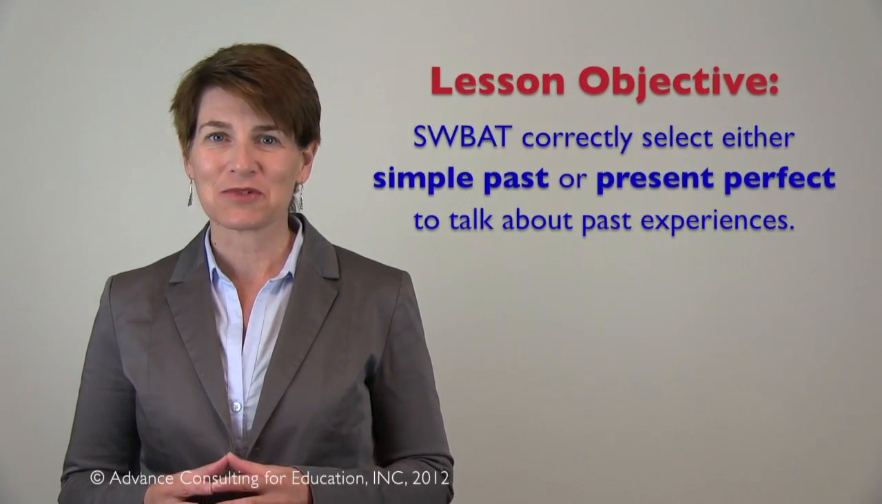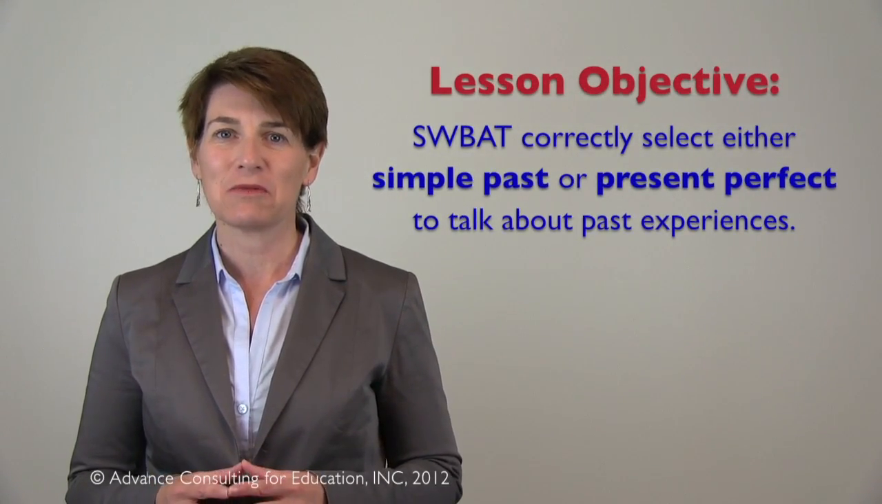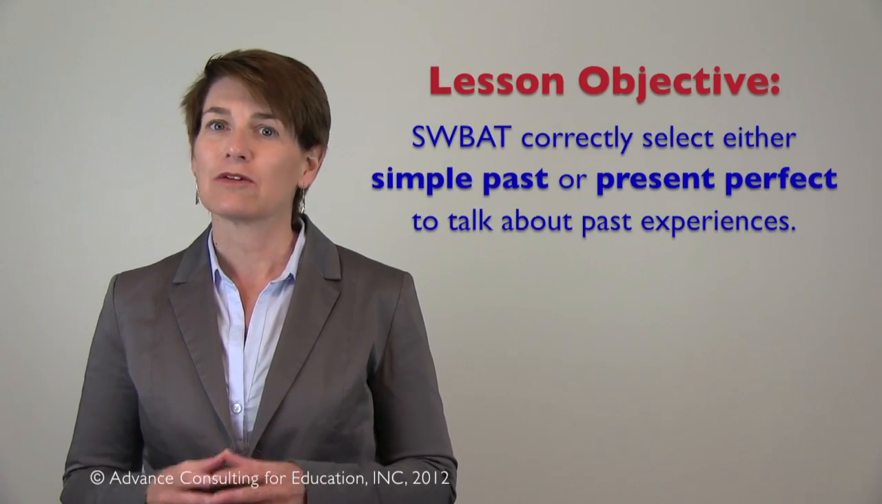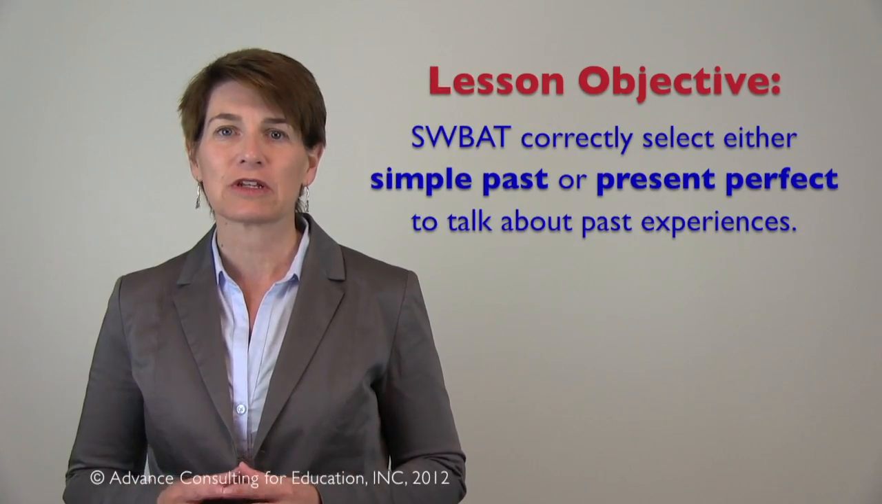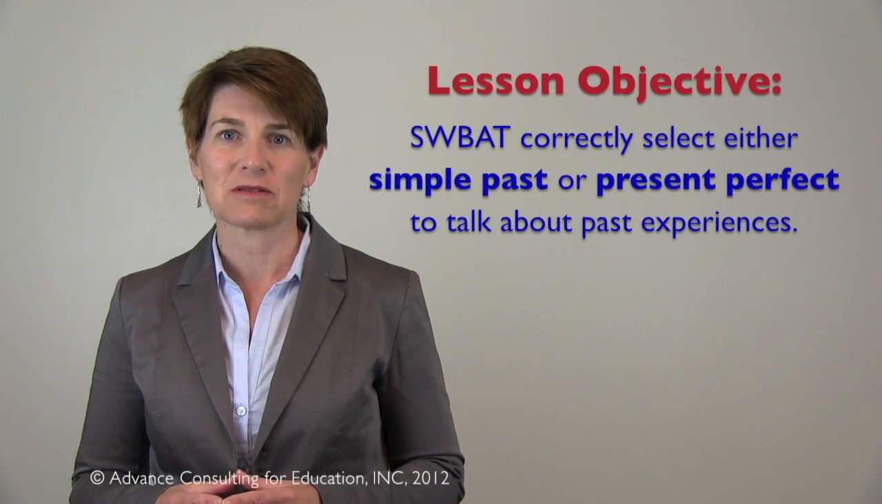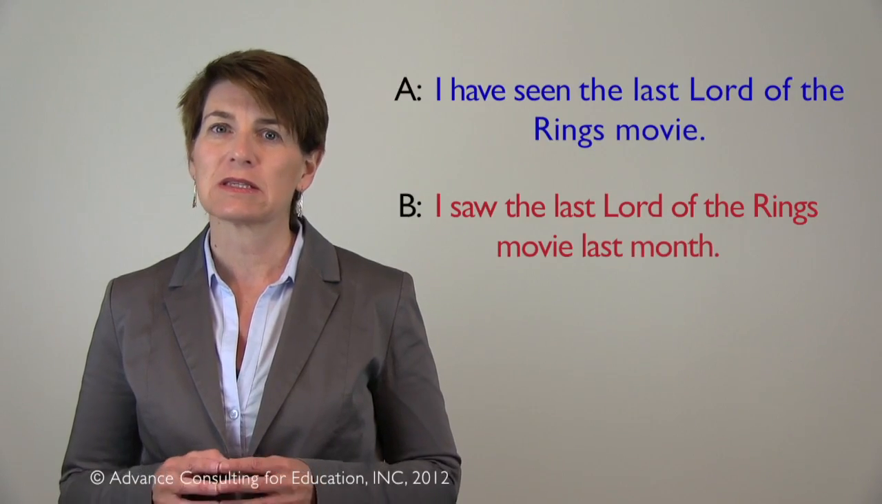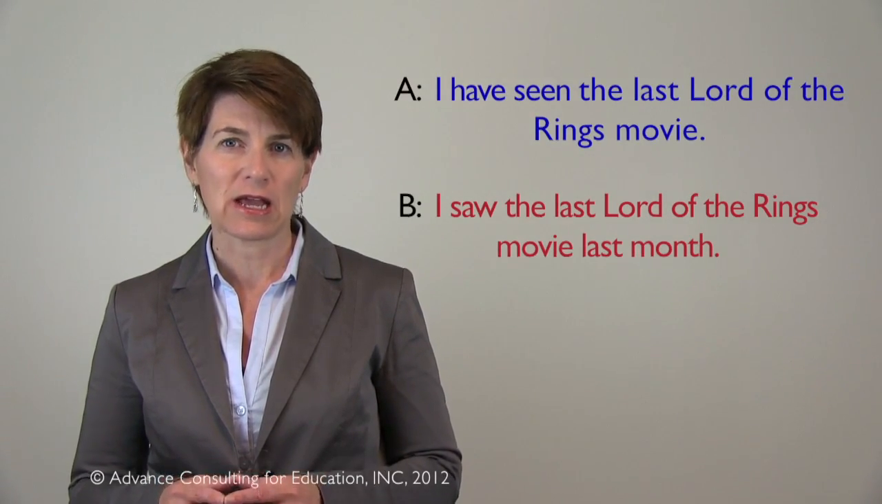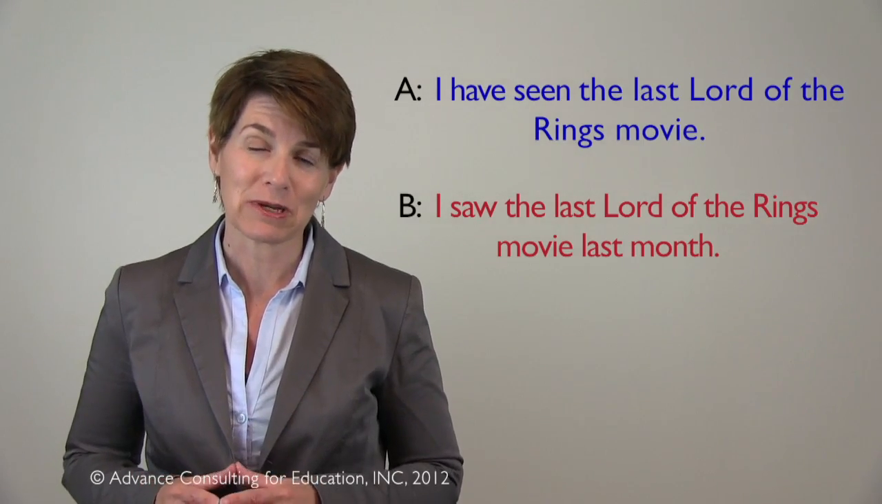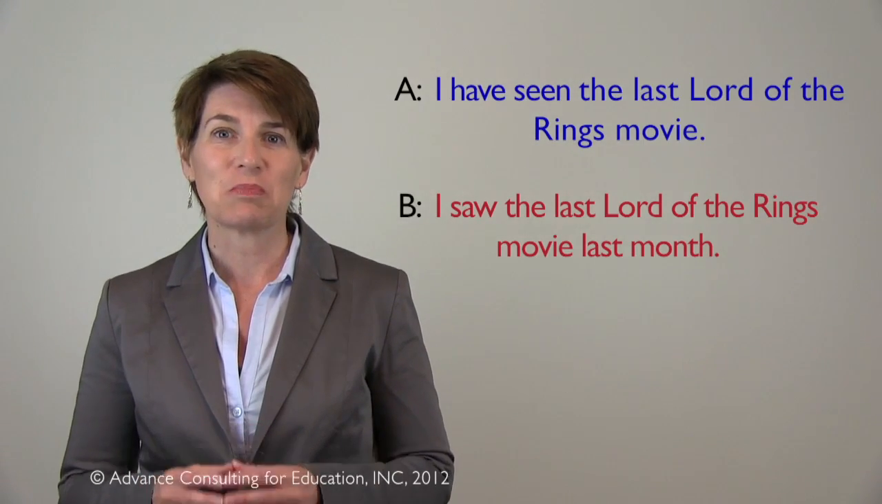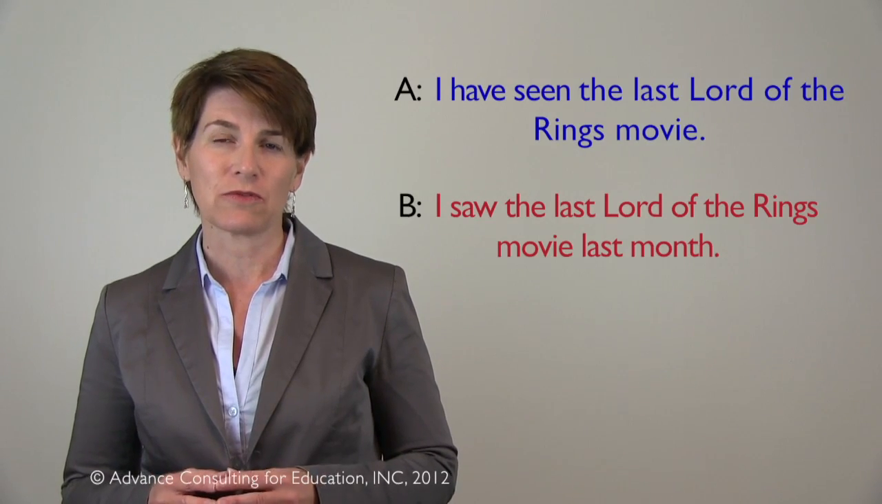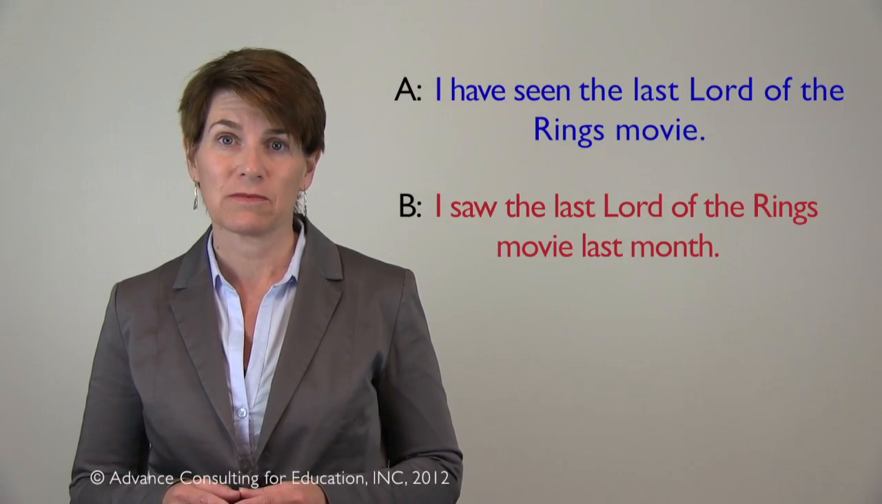The objective of this demonstration lesson is that students will be able to correctly select either simple past or present perfect to talk about past experiences. We have pairs of sentences up on the board, and these sentences are identical except for the grammar structure. Let's take a look at the first pair. We have sentence A, I have seen the last Lord of the Rings movie. I'm a Lord of the Rings geek, by the way. And sentence B, I saw the last Lord of the Rings movie last month.